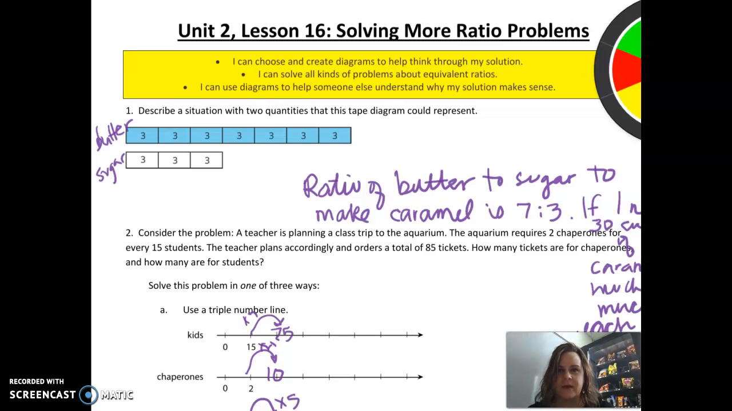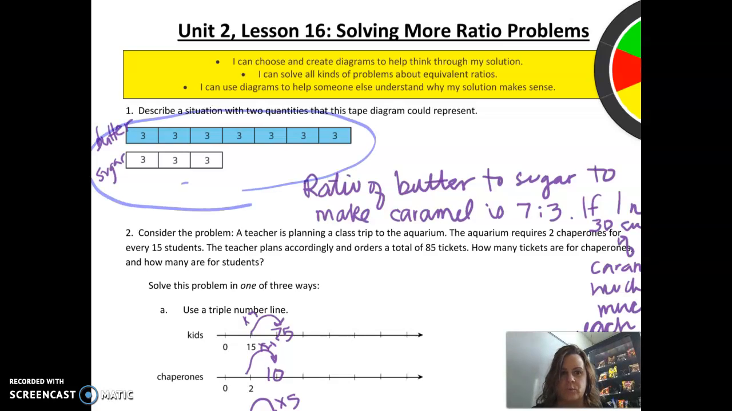I'm going to go through Unit 2, Lesson 16. This is our last one in this unit, and this is all about solving more ratio problems. In number 1, you had to describe a situation with two quantities that uses this tape diagram to represent that situation. So it really could be anything, and I want you to make sure that when you turn in this lesson, you show me what you came up with for a situation.